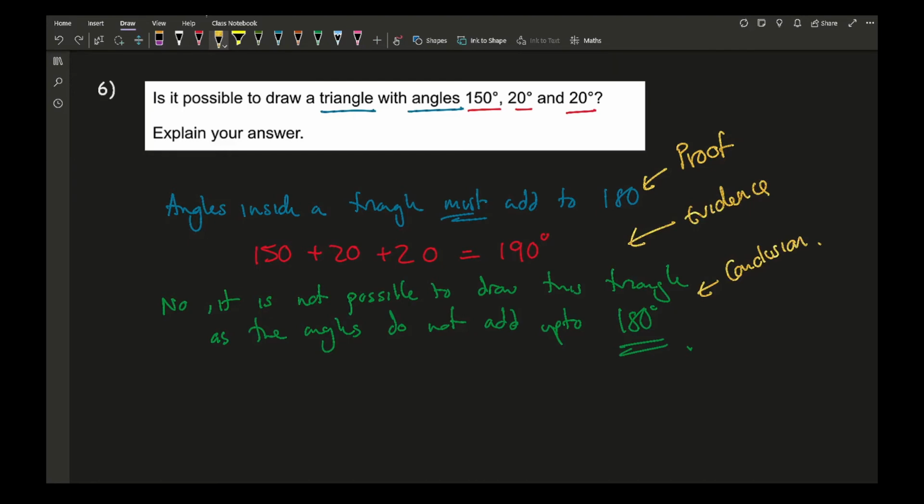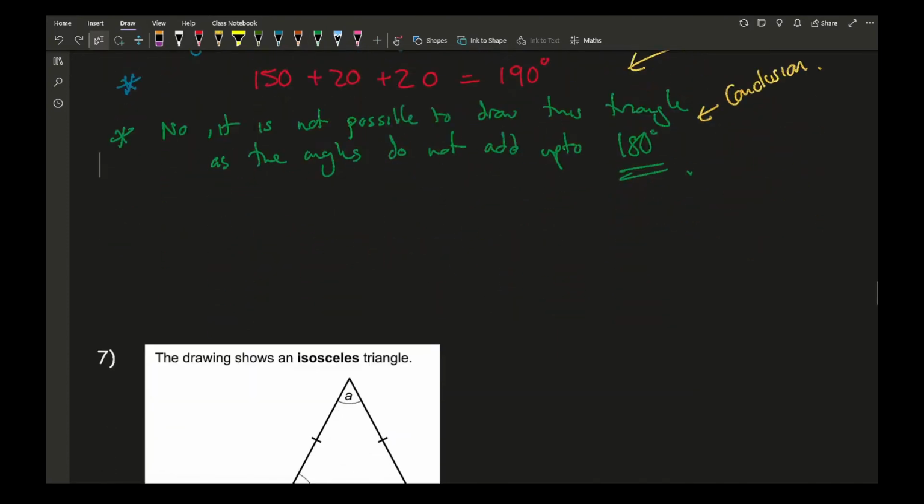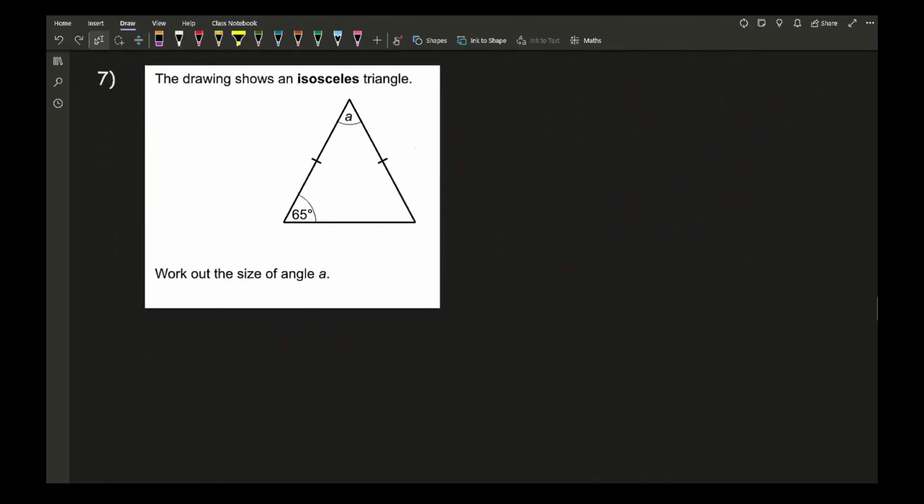So one, you want to state a fact, which is angles in a straight line, angles in a triangle add up to 180. You then want to show your evidence, and that's in the form of a calculation. And then you want to show your general answer of what that actually means. And that is a perfect answer to any form of proof question that you may get. So again, let's have a look at question 7, or example 7, I should say.